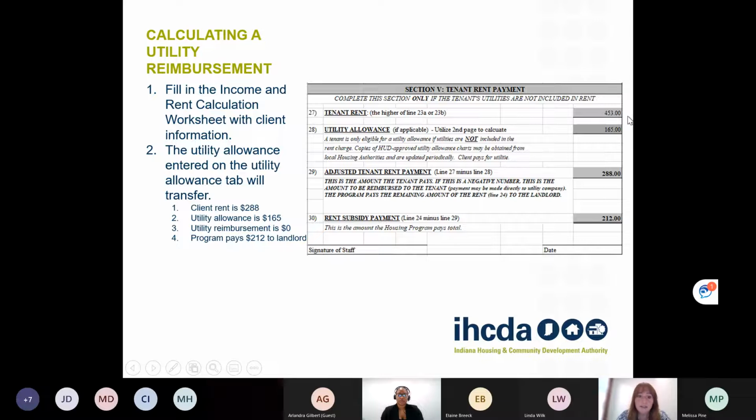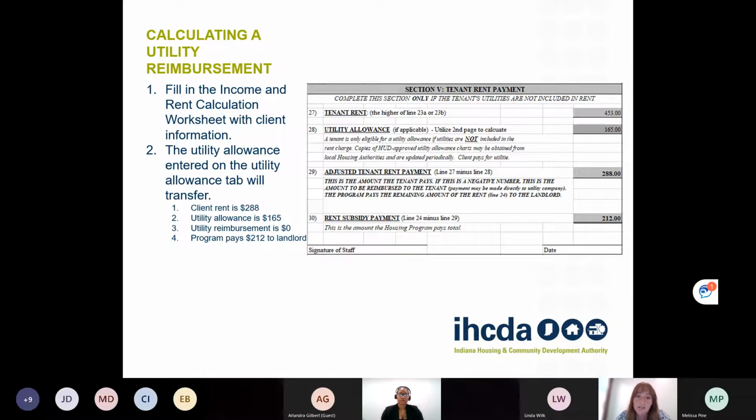So this time when we are looking at it, since the client's monthly housing cost that they are expected to pay is $453 and the utility allowance is $165, since their contribution is larger than the utility allowance, they are expected to pay the utility allowance first, and then with the remaining money, they will contribute that towards the rent. So the $453, which is their calculated contribution, you subtract their utility allowance since they are expected to pay utilities first, and then they would pay that remaining $288 to the landlord.